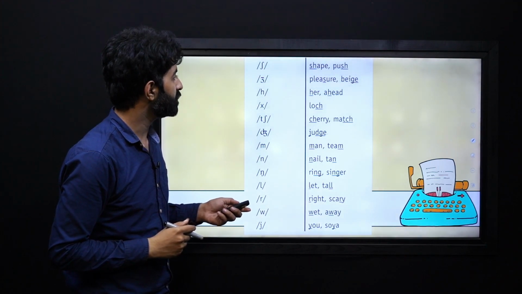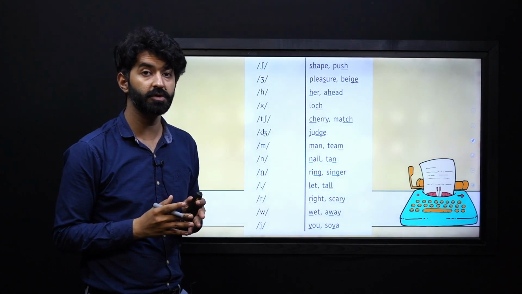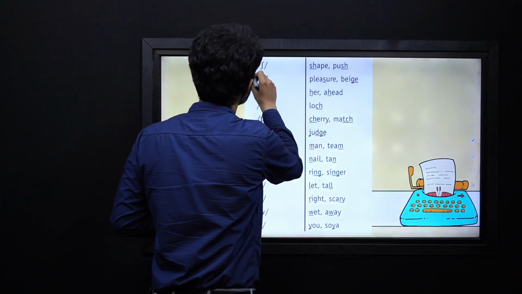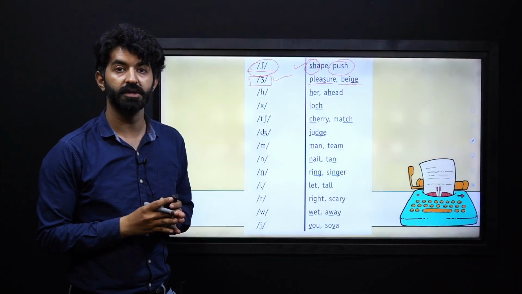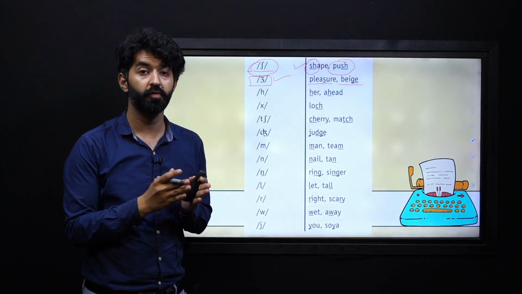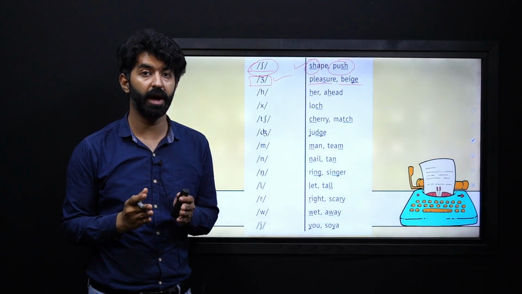Now let's see, we have some other sounds. This is a pronunciation key representation of the sound sh, as in shape or push. This sign indicates the sound of j in pleasure or in beige. We have all other consonant sound keys with their examples. You can read them by yourself.